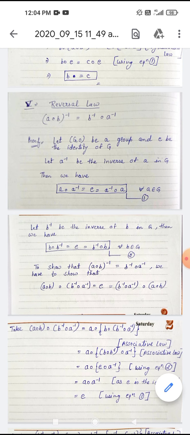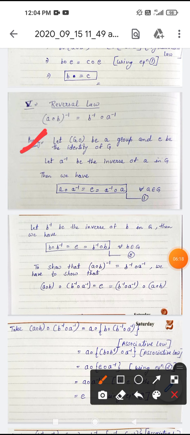So, come to the proof. Let G be a group and E be the identity of G. Let A inverse be the inverse of A in G. Then we have A operation A inverse is equal to E is equal to A inverse operation A for all A belongs to G. Let B inverse be the inverse of B in G. Then we have B operation B inverse is equal to E is equal to B inverse operation B for all B belongs to G. Take the first one as equation 1 and this as equation 2.